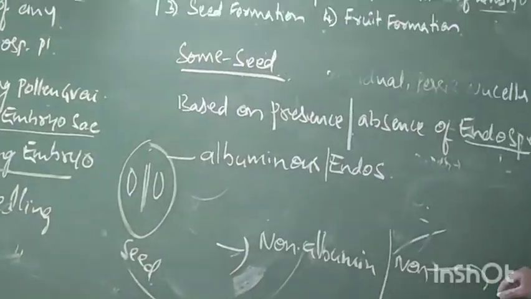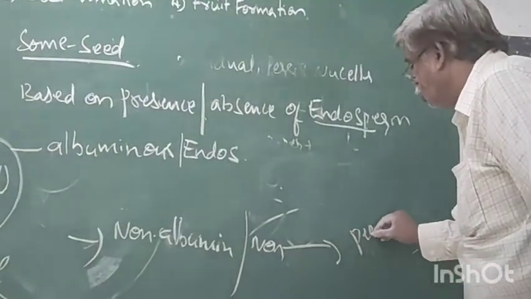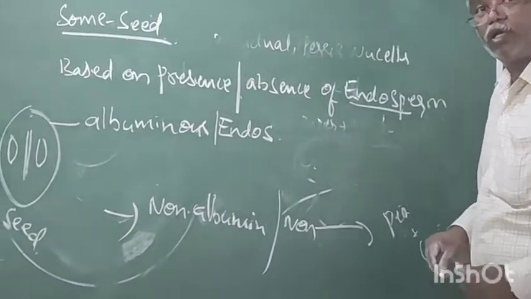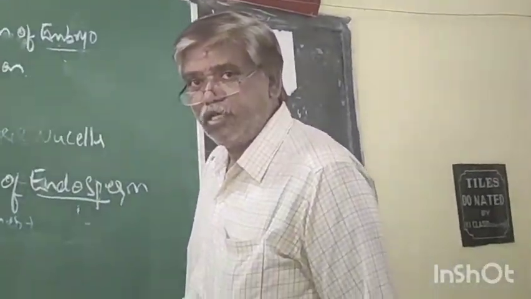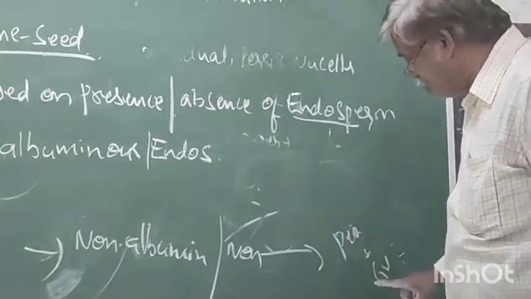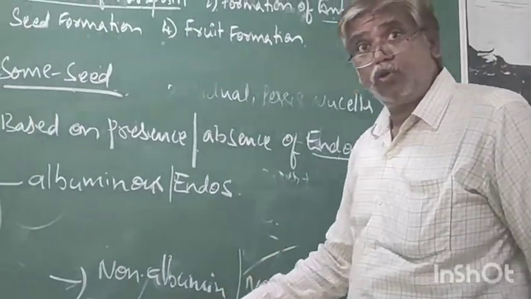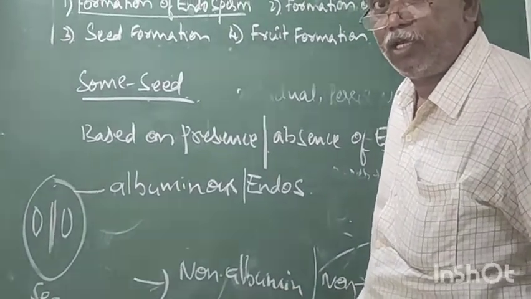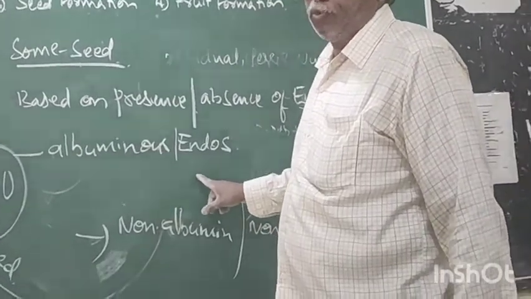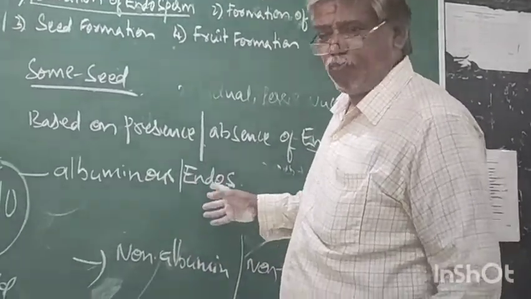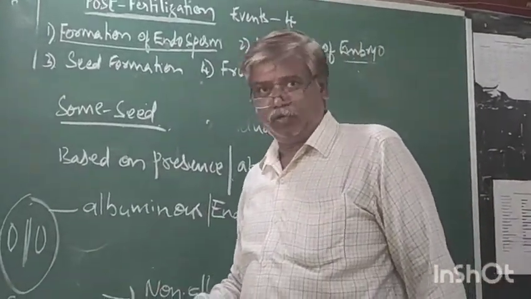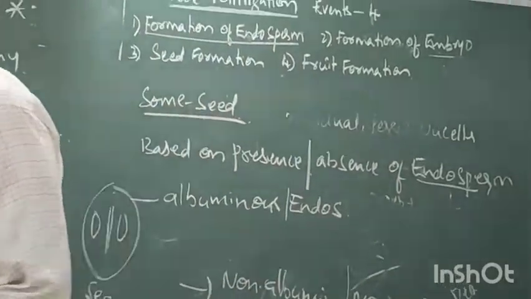Non-endospermic seeds, example, pea and groundnut. This is the most important point for the theoretical exam. The seeds of pea and groundnut are non-endospermic seeds, and they do not contain endosperm. The seeds containing endosperm are called albuminous seeds. Castor and maize are examples of endospermic seeds. This is about the post-fertilization events.